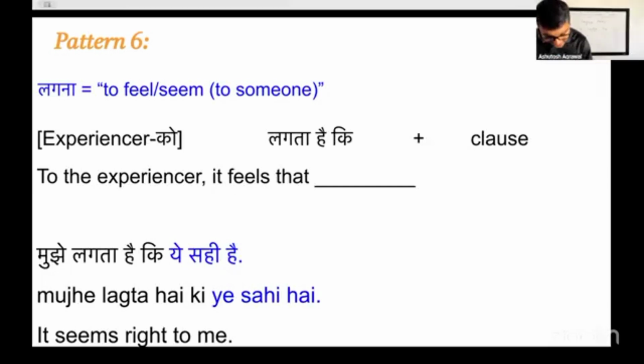Austin ji, anything else that comes to your mind? Any difficult sentence you can structure, or advanced sentence you can structure? Can't think of anything right now. To you, it seems that this was very valuable. मुझे भी लगता है कि बहुत कीमती है. Okay. कीमती है, फायदेमंद है. So this was basically when an experiencer feels or it seems something to them, right? That's when you can use to the experiencer, it feels that or it seems that.